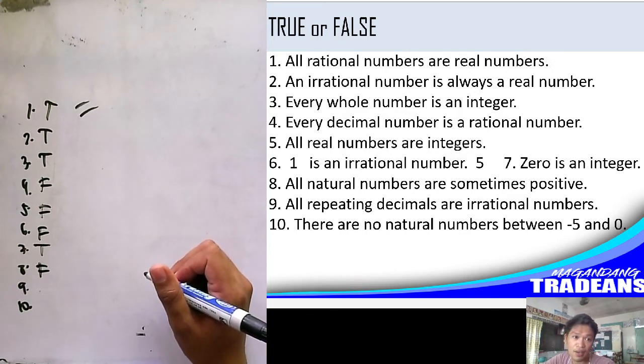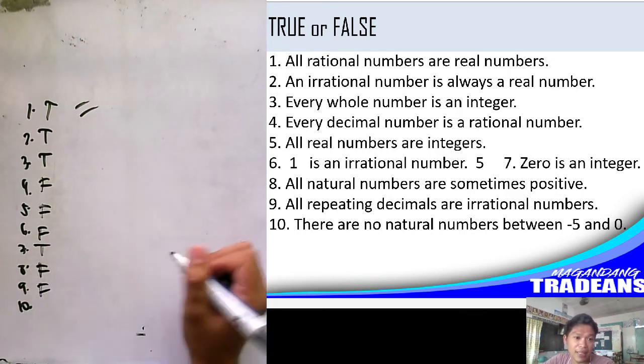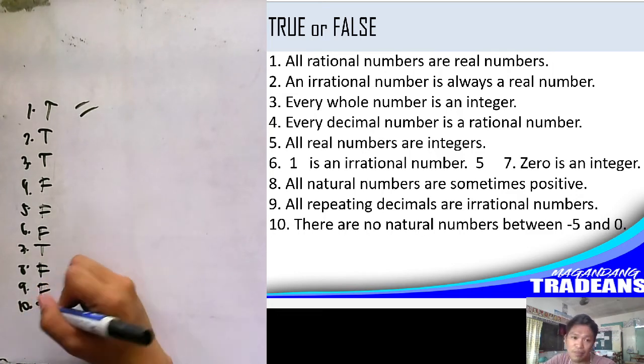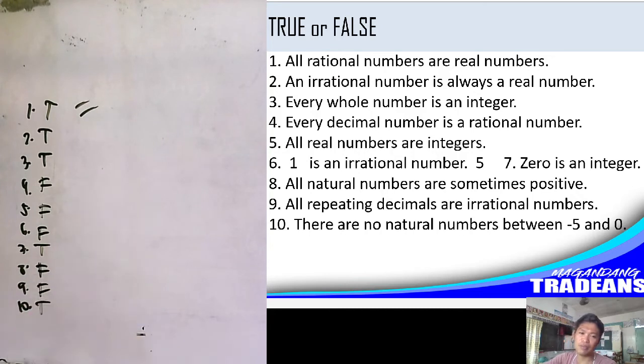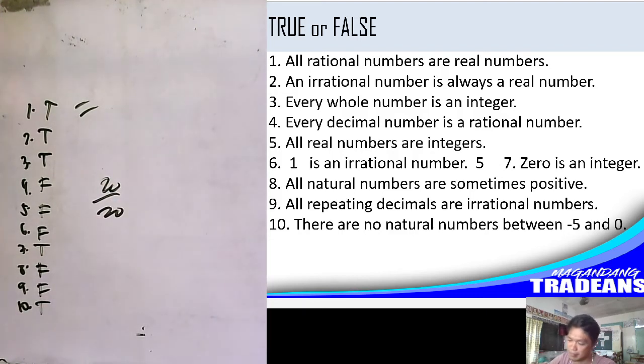Next, number 9. All repeating decimals are irrational numbers. So that is false. Not all repeating decimals are irrational. They are all rational numbers. Okay, there are no natural numbers between negative 5 and 0. That's true. There are no negative natural numbers. So what numbers are between negative 5 and 0? Negative 4, negative 3, negative 2, negative 1. There are no positives there, no 1, 2, 3, 4. So therefore, it is not a natural number. So that is 20 over 20. Please write your score for this activity.